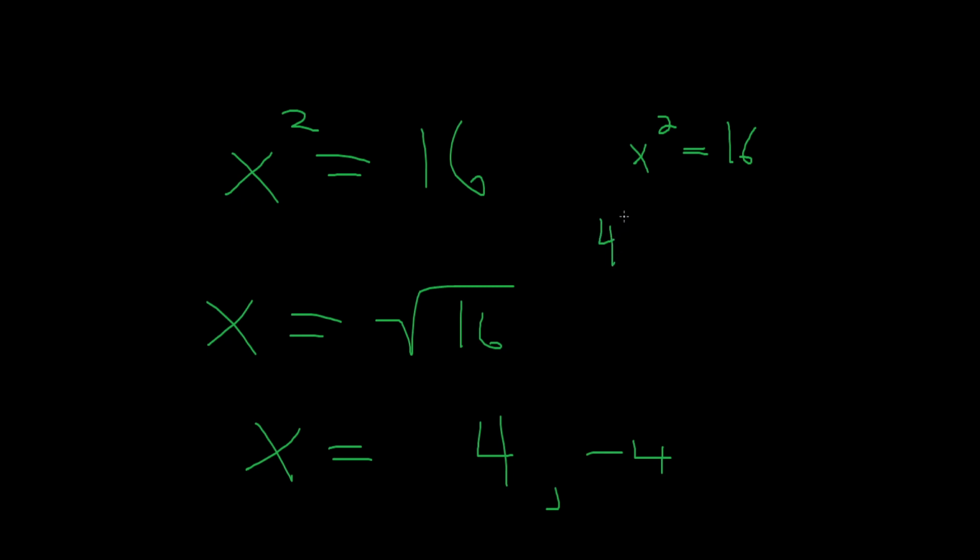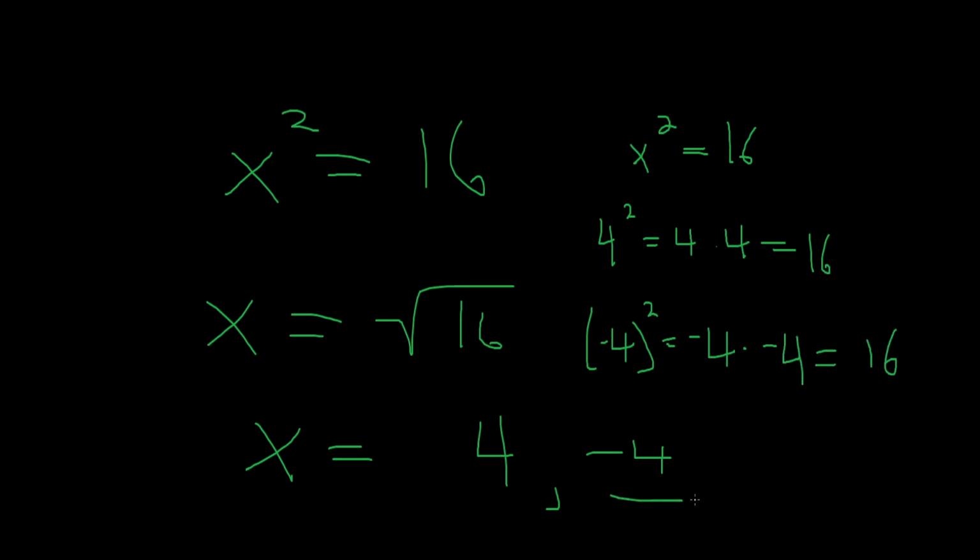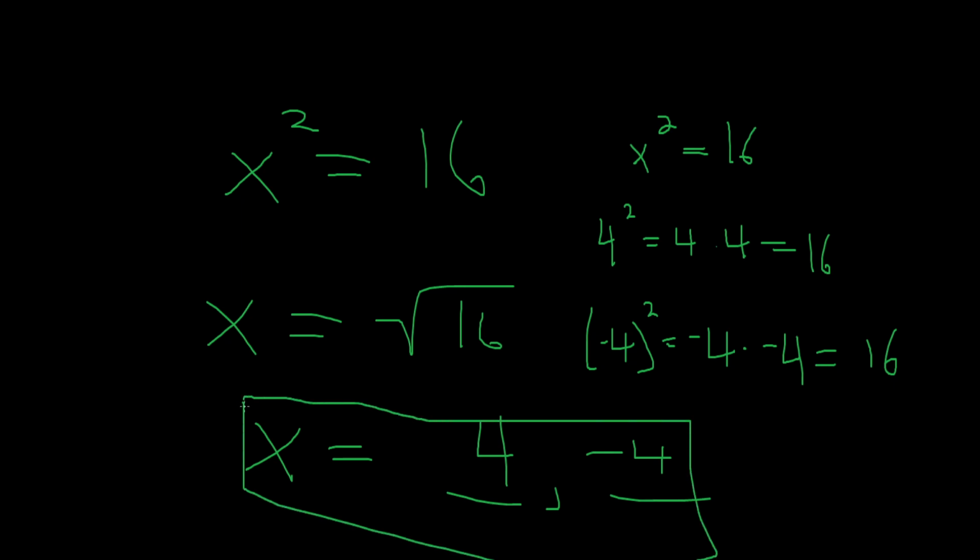So if I do 4 squared, that is the same as 4 times 4, which is, of course, 16. Then, if I do -4 squared, well, that would be -4 times -4. Negative times a negative is positive, so that would leave us with positive 16. So actually, both -4 and +4 would work as answers, so I need to list them both in this situation.